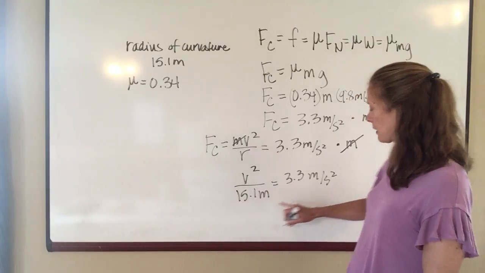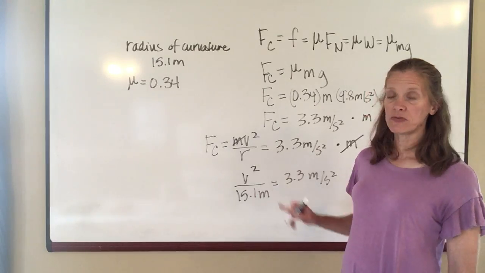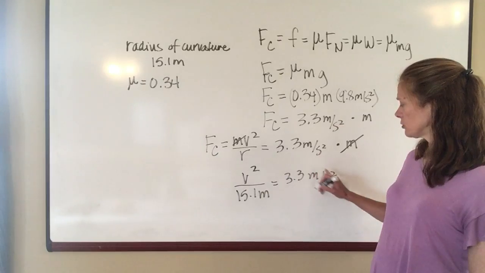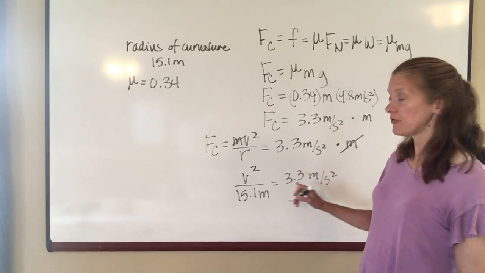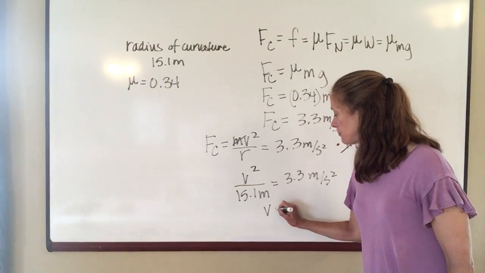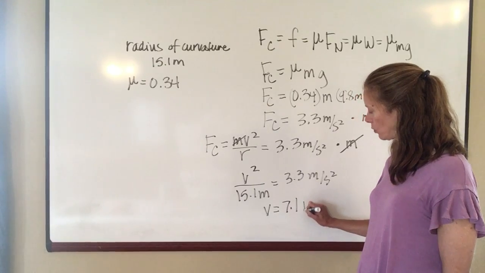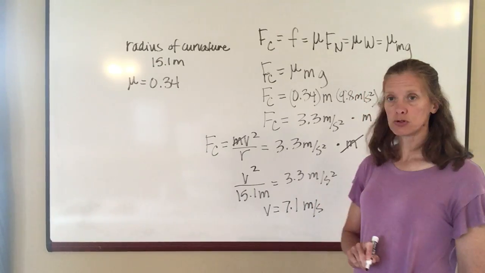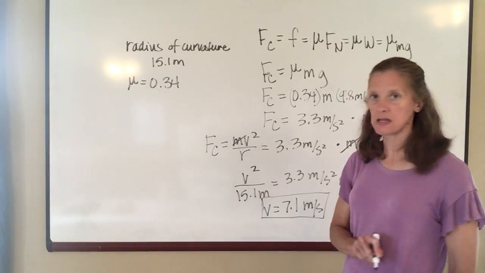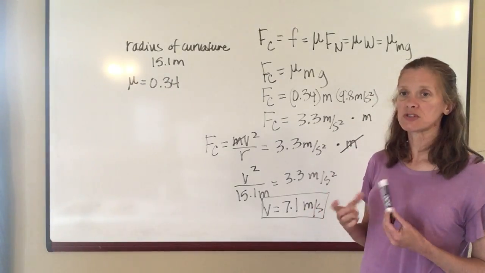I'm going to multiply both sides by 15.1, and when I do that, I'm going to have v squared. So once you multiply this, you'll have meters squared per second squared. Then if you take the square root of both sides, you're going to have meters per second, and the numbers work out so that you're going to get 7.1 meters per second. Okay, so that is the maximum velocity that the car can travel around the curve without skidding.